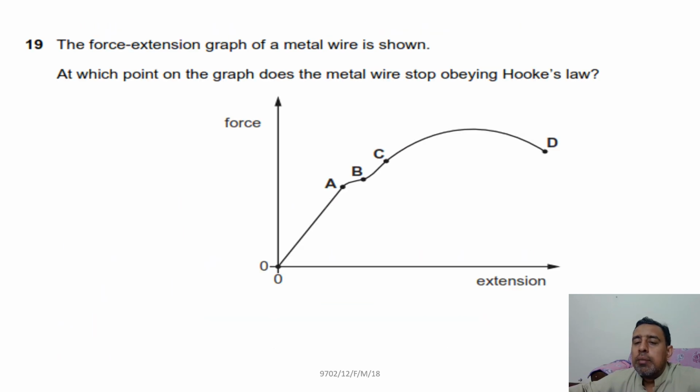For the next question, number 19, this question is very simple. This is a force extension graph, and at which point in the graph does the metal wire stop obeying Hooke's law? You know that from Hooke's law, F is equal to kE, then k is equal to F over E, meaning for the force extension graph the gradient must be constant. So the gradient is constant up to point A. That's why up to this point Hooke's law is valid and not after this.